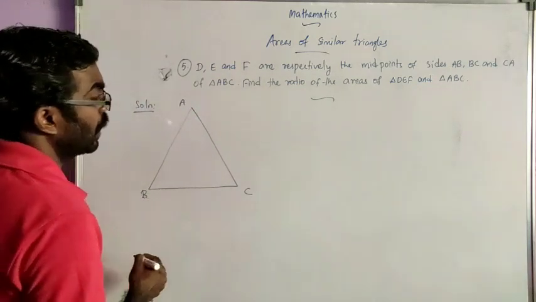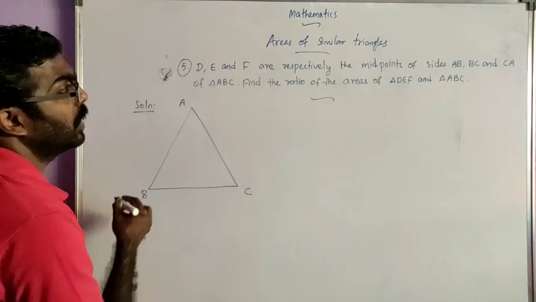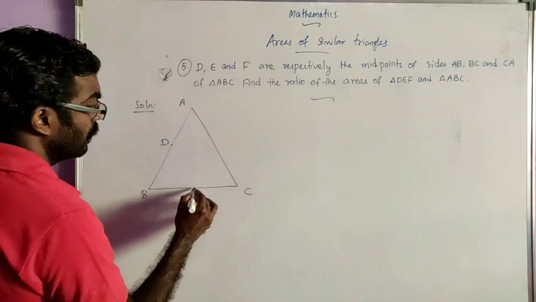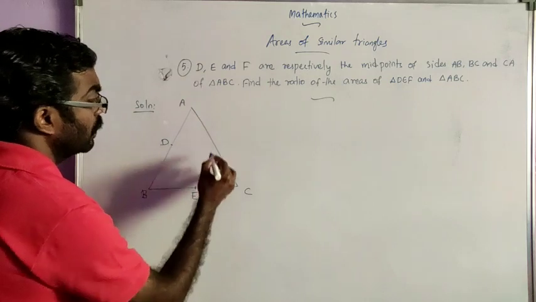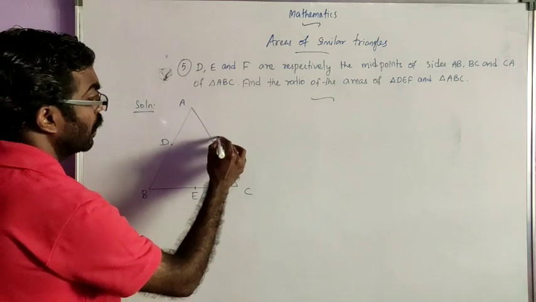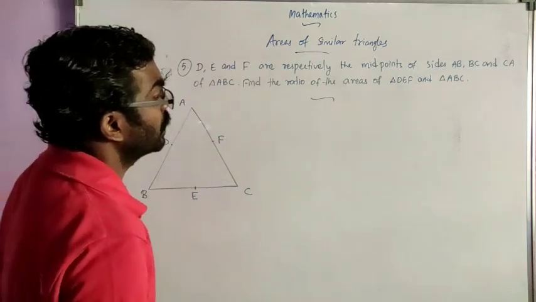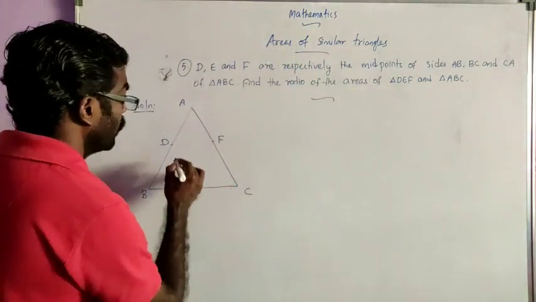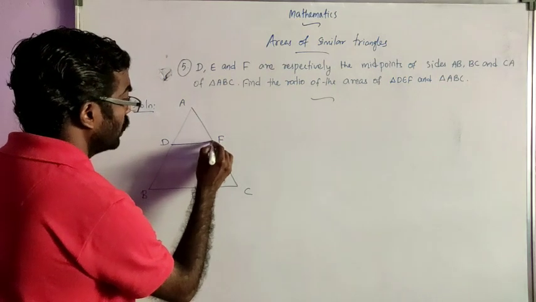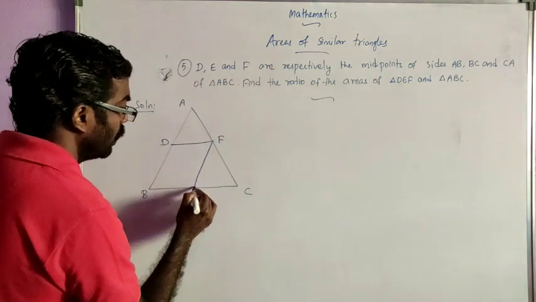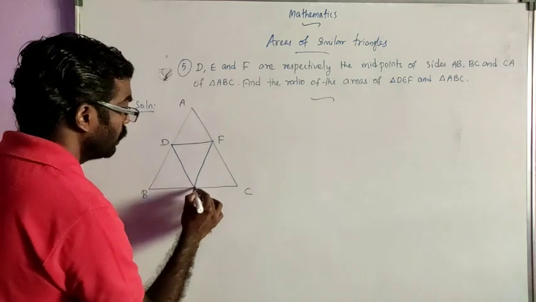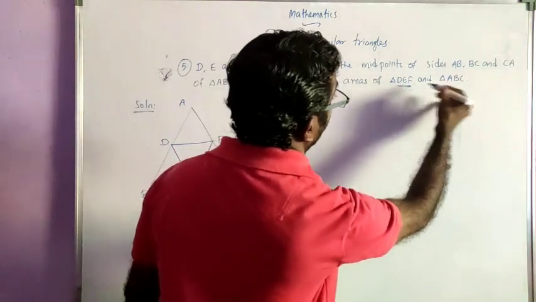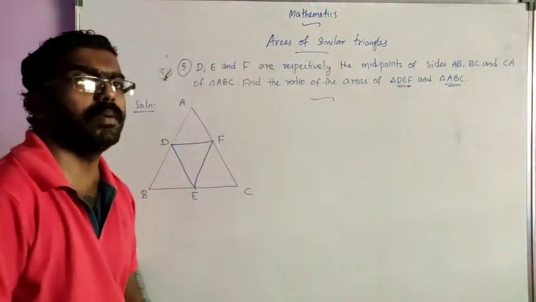D, E and F are respectively the midpoints of AB, BC and CA. Find the ratio of the areas of triangle DEF. So you can join these points. You will get the triangle as DEF. Here we have to find the ratio of the areas of triangle DEF and triangle ABC.